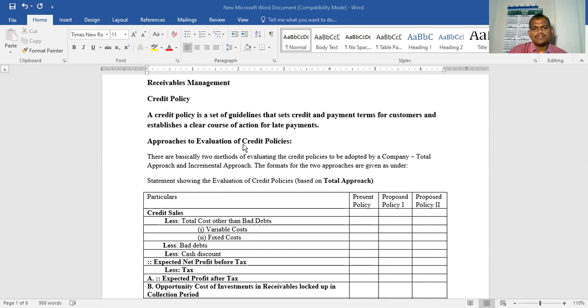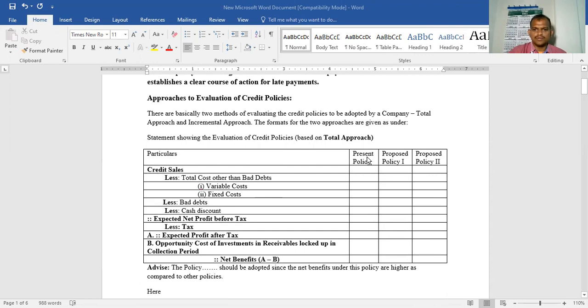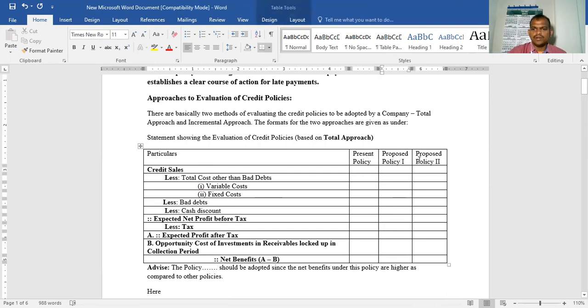Approaches to evaluation of credit policies. There are basically two methods of evaluating the credit policies to be adopted by the company: total approach and incremental approach. The format for the two approaches are given as under. So this is total approach: present policy and proposed policy 1, proposed policy 2.